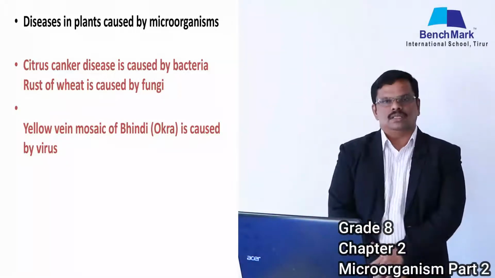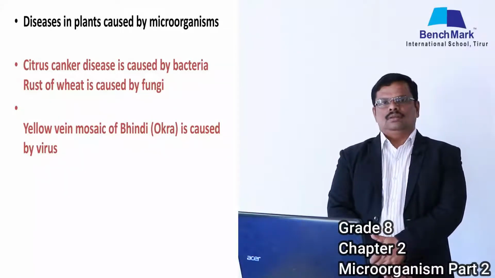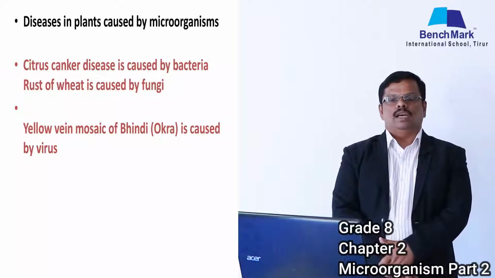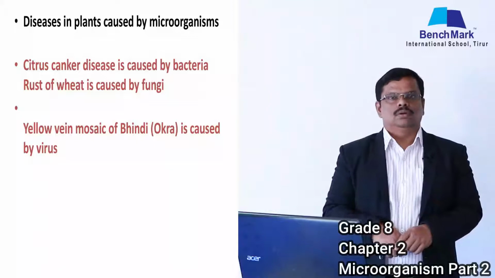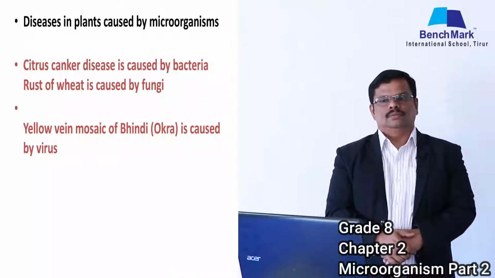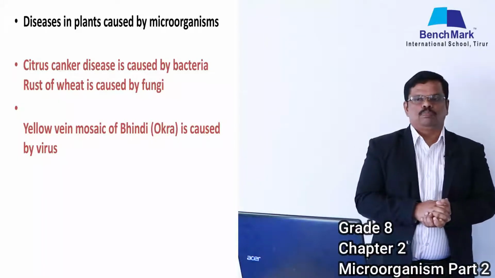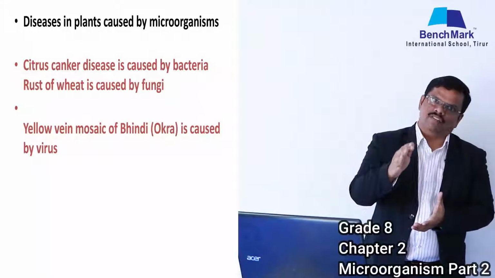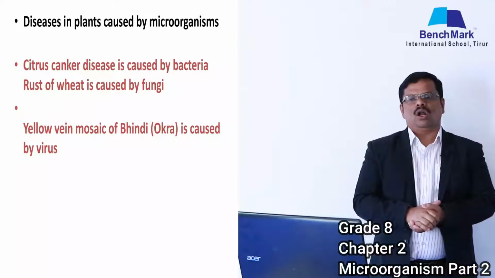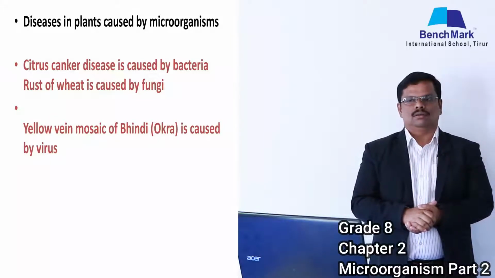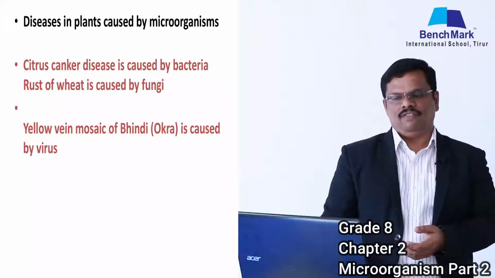Now, diseases in plants caused by microorganisms. That is the next heading we have to discuss. Citrus canker disease. It is caused by bacteria. My dear children, there is a table in your textbook. Go through it. Okay. So, citrus canker disease is caused by bacteria. Rust of wheat is caused by fungi. Yellow vein mosaic of bhindi, okra, is caused by a virus. Bhindi is nothing but ladies' finger.